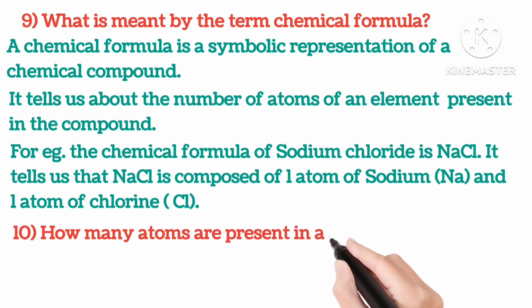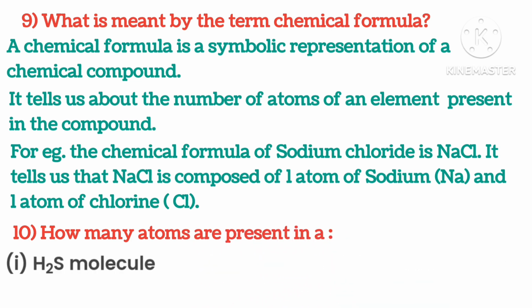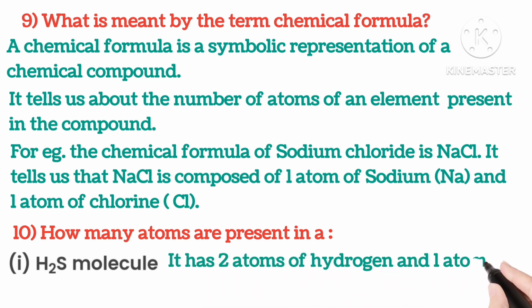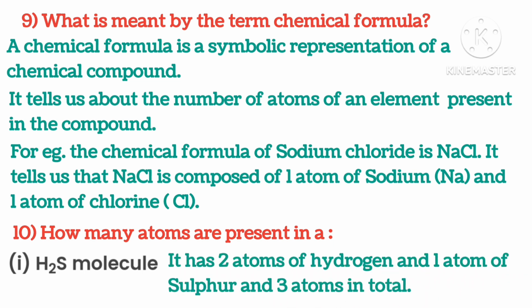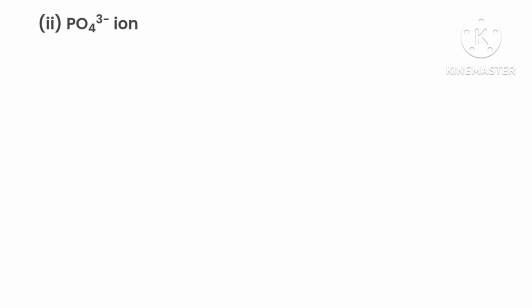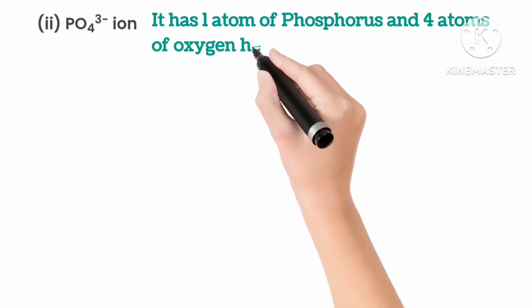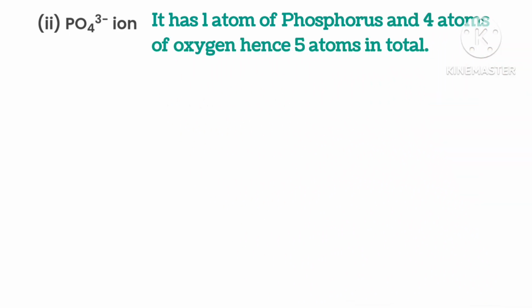How many atoms are present in a H2S molecule? It has 2 atoms of hydrogen and 1 atom of sulfur, total 3 atoms. For phosphate ion, it has 1 atom of phosphorus, 4 atoms of oxygen, total 5 atoms.